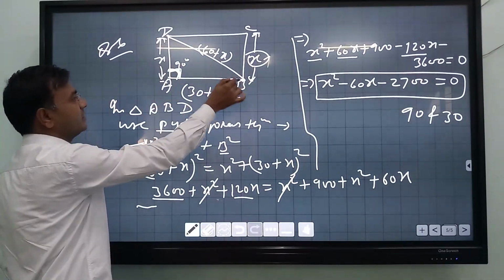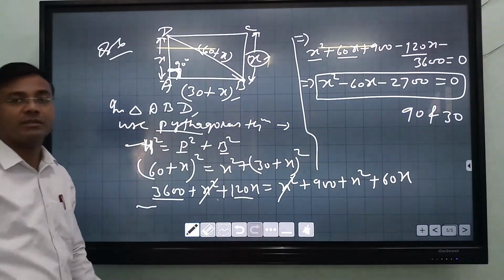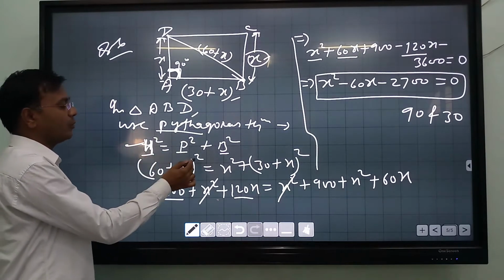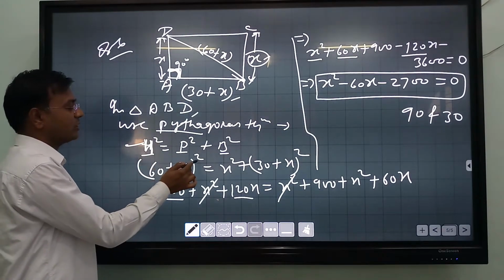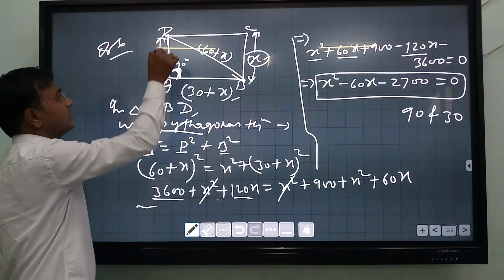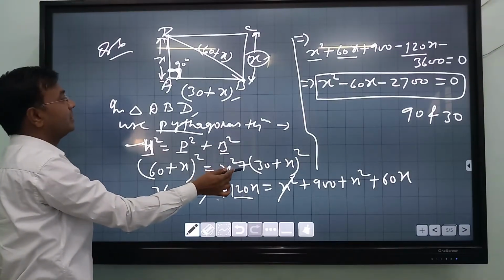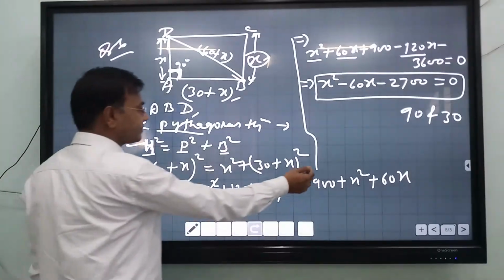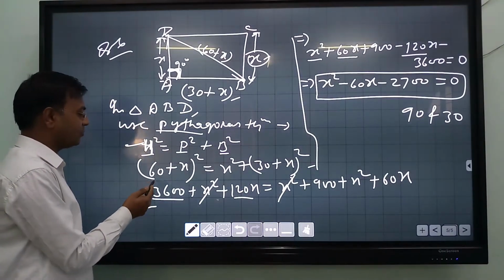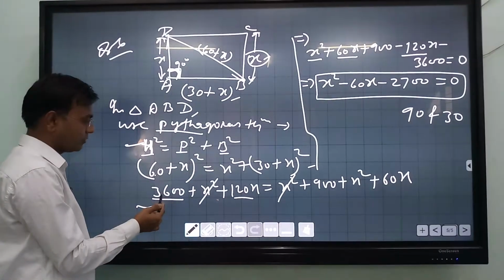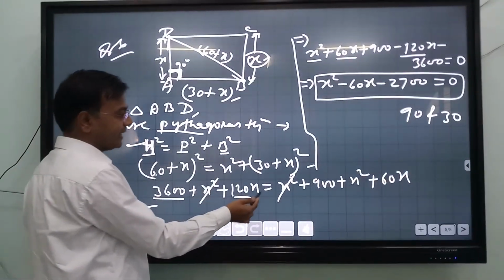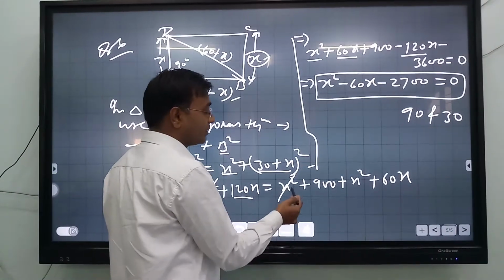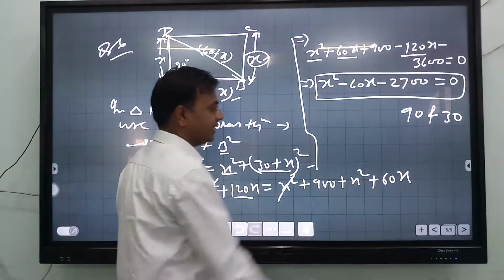So in this figure, this side BD, that is the diagonal, is 60 plus x, which is taken as the hypotenuse. So (60 plus x) whole square equals the perpendicular, this AD, that is x square, plus the base, 30 plus x, whole square. Now simplifying by using (a plus b) whole square: 3600 plus x square plus 120x equals x square plus (30 plus x) whole square, so x square plus 900 plus 60x will come.